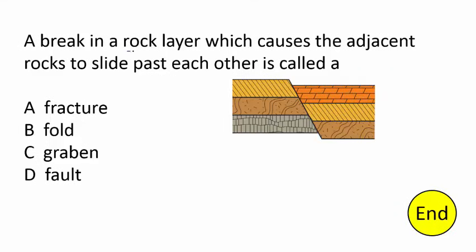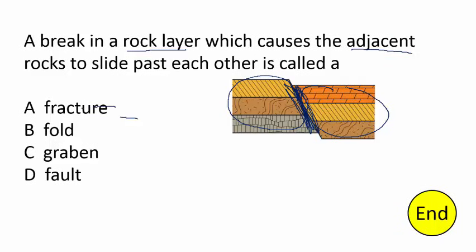A break in a rock layer which causes the adjacent rocks to slide past each other is called a... This is kind of vocab, but here adjacent would mean next to each other. So see this rock formation, they can actually slide right here. In fact, they do slide from time to time. We call them earthquakes or tremors.